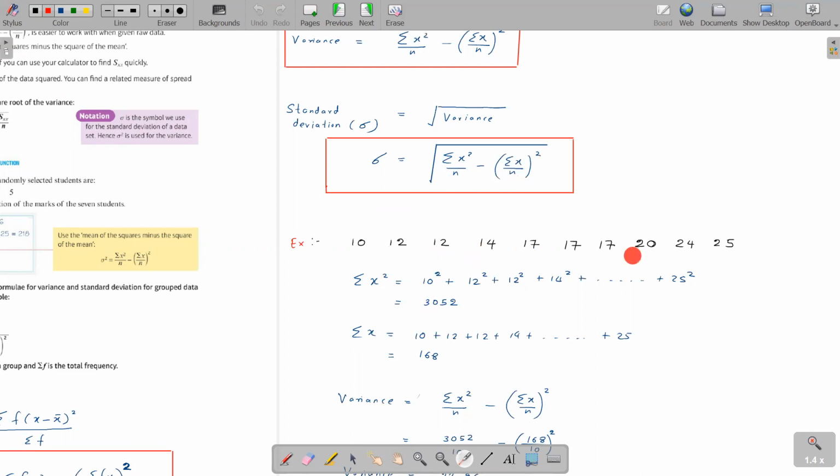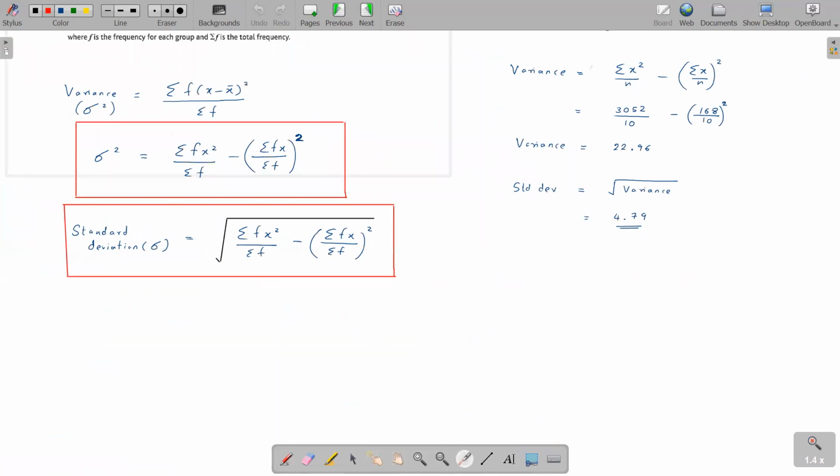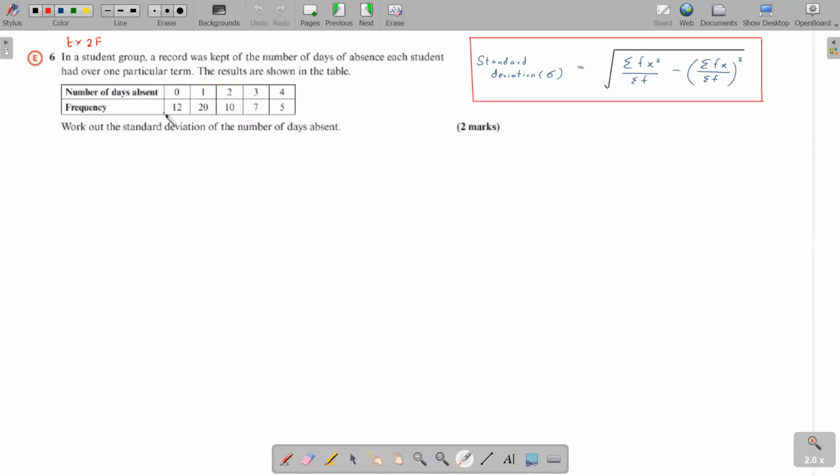So for a linear data set like this, where you have the x values all spread out like this, you can use that. But when there's a frequency, we go with this formula. So you can see sigma fx square over sigma f minus sigma fx over sigma f, whole thing squared. So we go with that if there's a frequency. In our question over here, you can see we have a frequency, so we'll have to work with that.